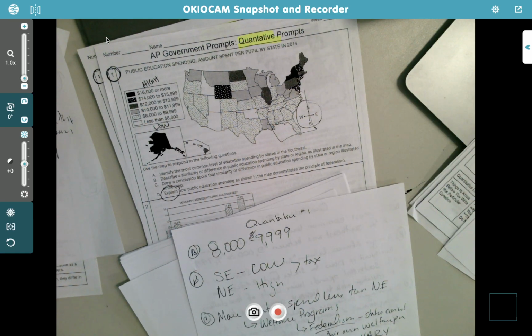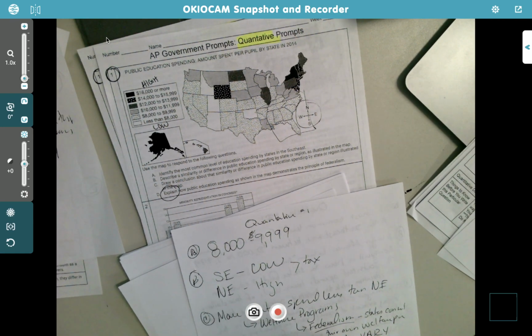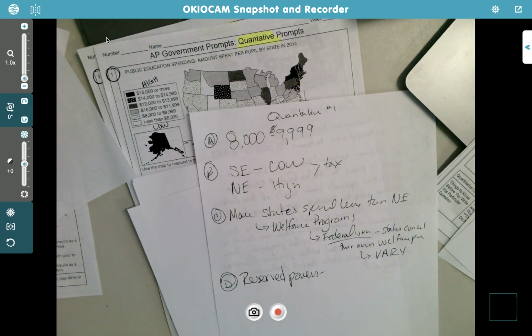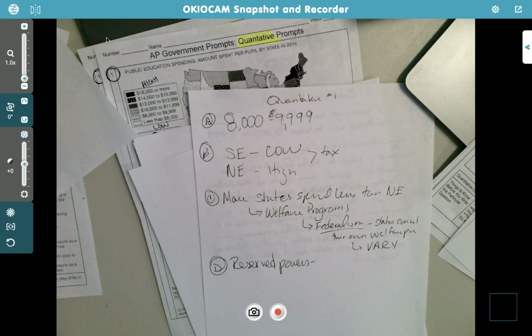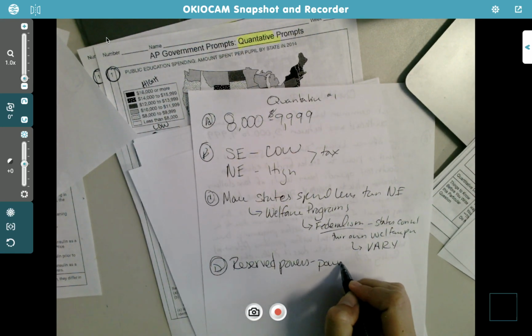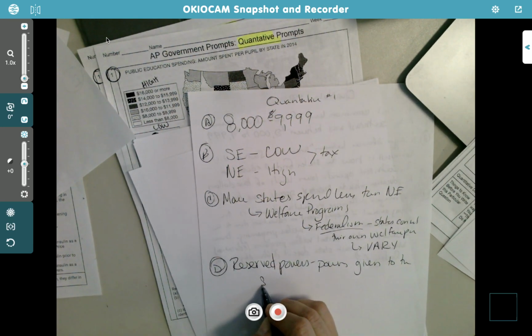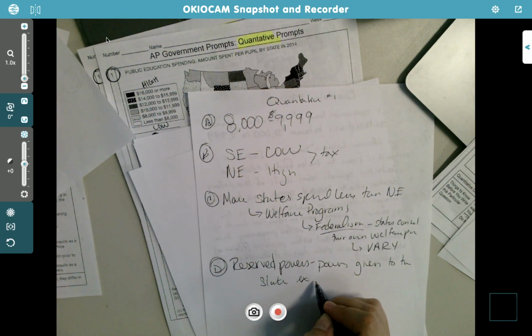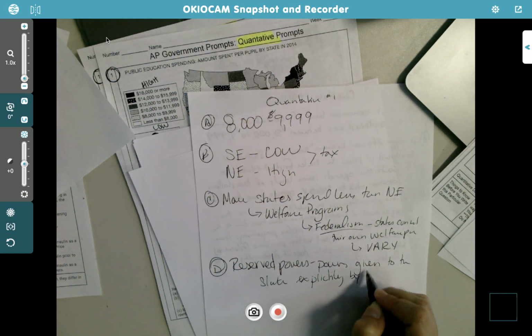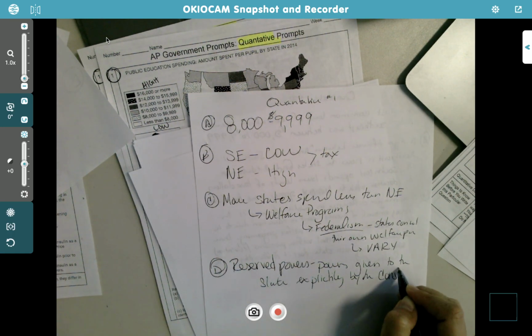What do you got, Oliver? It represents the reserve powers that each state has. Ah, reserve powers is a great answer. And what are reserve powers, Oliver? It's powers given to the state explicitly by the Constitution. Powers given to the state explicitly by the Constitution. Yes.